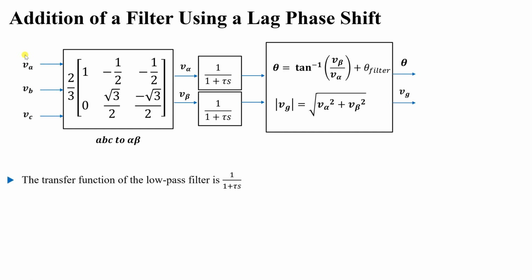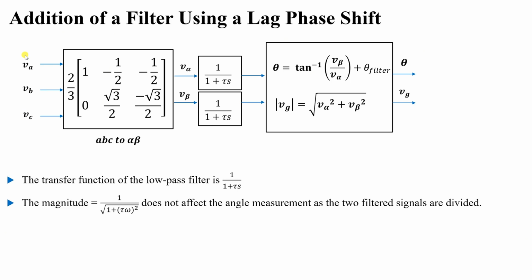Okay, so the transfer function, as we said before, and the magnitude, you'll find that does not affect the angle measurement. Why? Because you will see that here we use the filtered values. These filtered values were VB before filtering multiplied by 1 over root 1 plus tau omega square, right? So this is the original signal, this one. And if we multiply it by the magnitude, you will get this filtered signal.